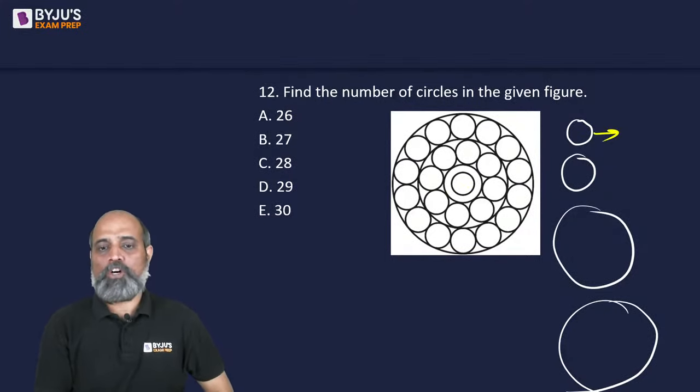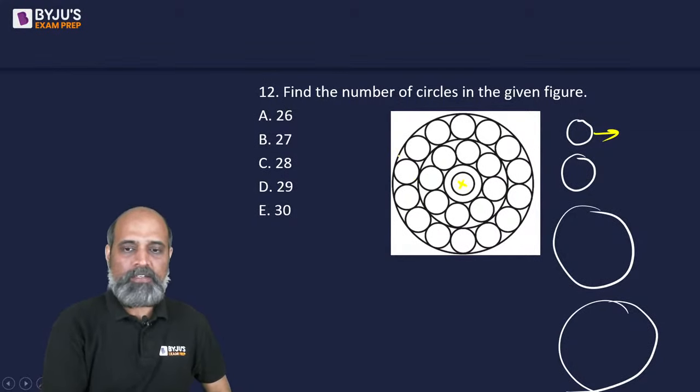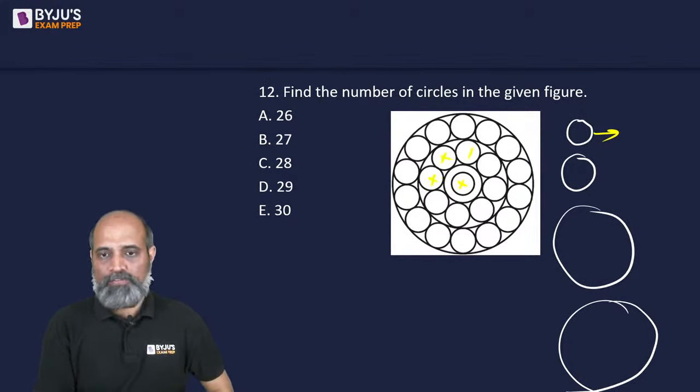So smaller ones, how many do we have? So we have a total of 1, 2, 3, 4, 5, 6, 7, 8, 9. 1, 2, 3, 4, 5, 6, 7, 8, 9, 10, 11, 12, 13, 14. So we have 9 plus 14, 23 तो यही है.